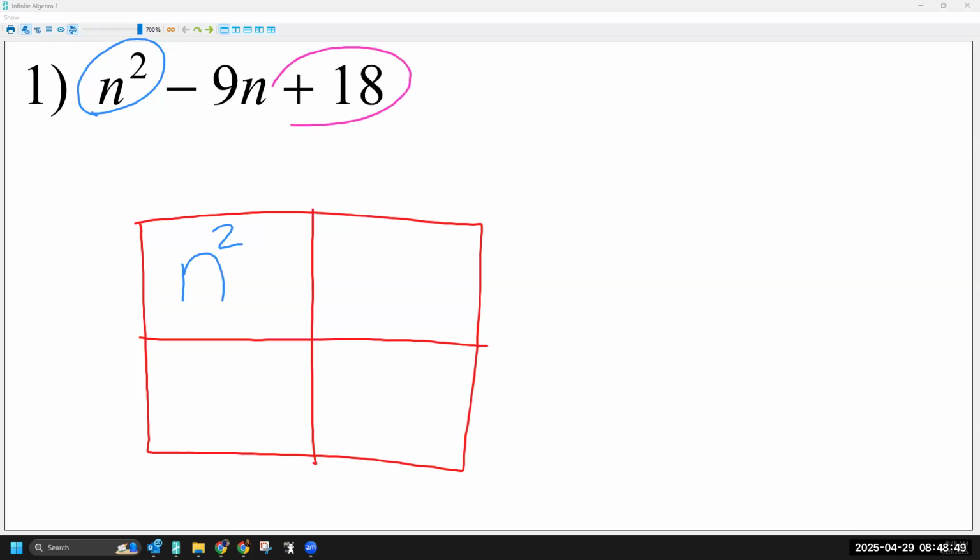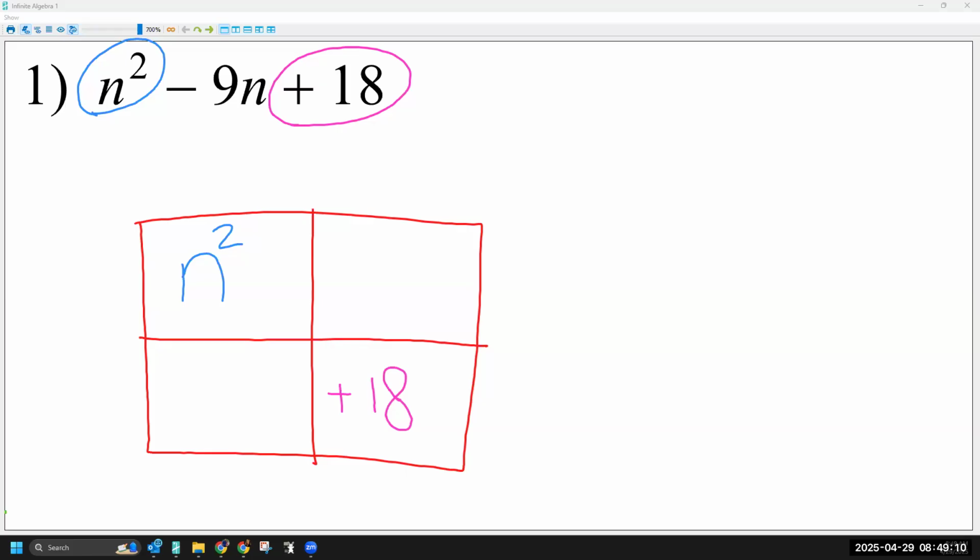I'm going to take the last term and I'm going to put it inside the last box. I haven't done anything with the middle term yet. We'll get to it in a second.